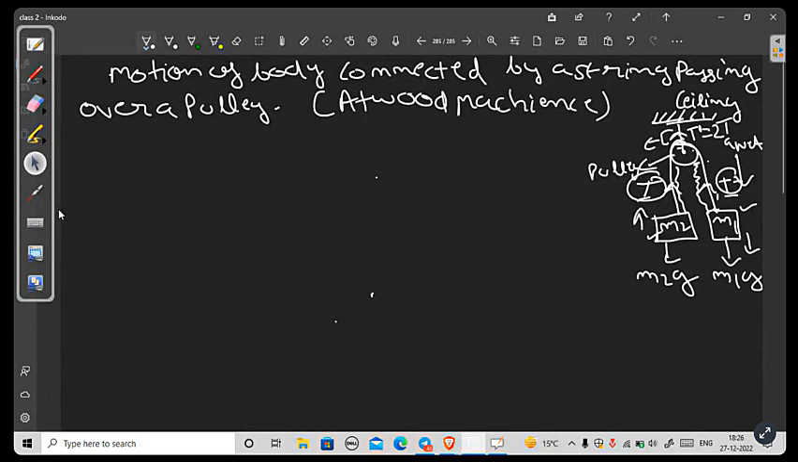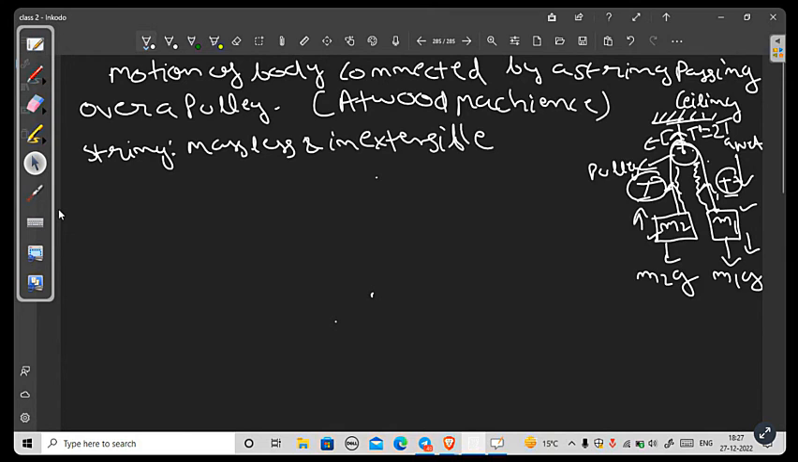First of all, what you have to remember is that the tension in both parts of a single string remains the same. There are no different values of tension in a single massless string. In an Atwood machine, the string is massless and inextensible. You know the meaning of both these words. Okay, now see what will happen.